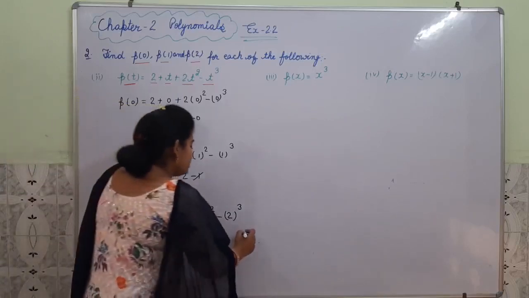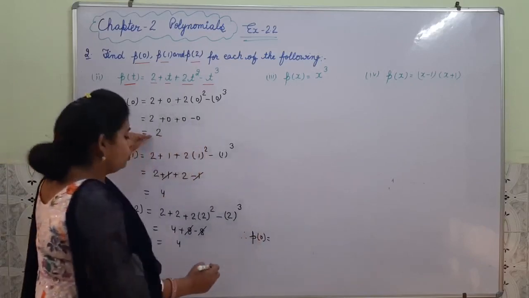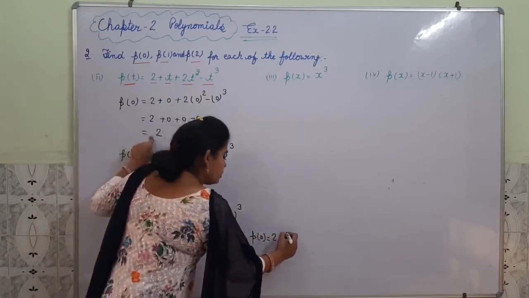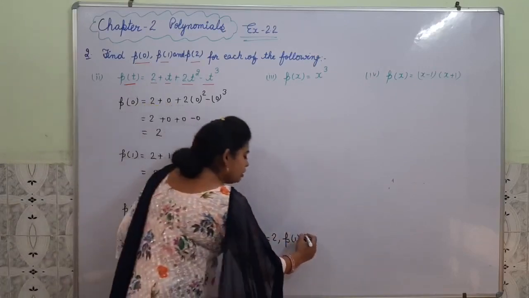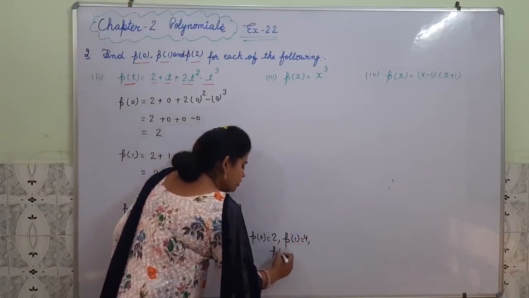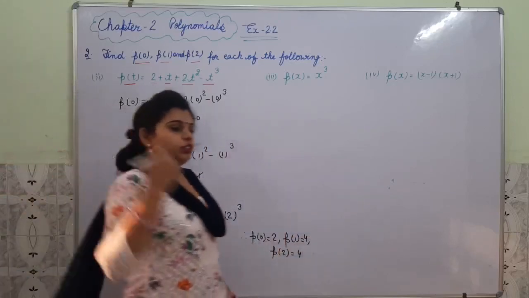So dear students, what we will write? P of 0 is equal to 2. P of 1 is equal to 4. P of 2 is equal to 4. It is the answer of our question.